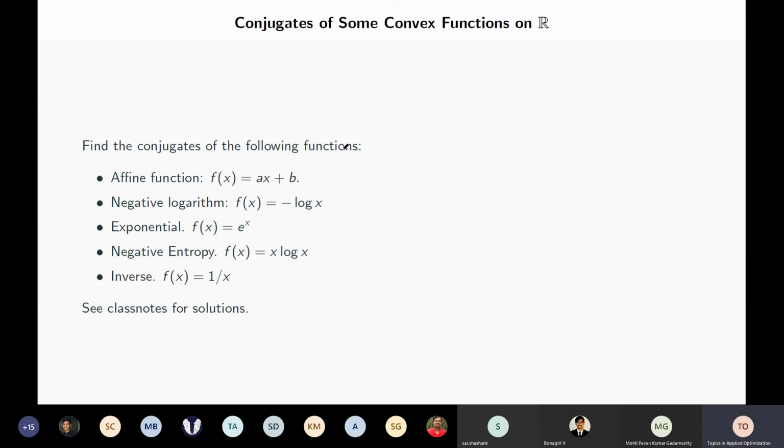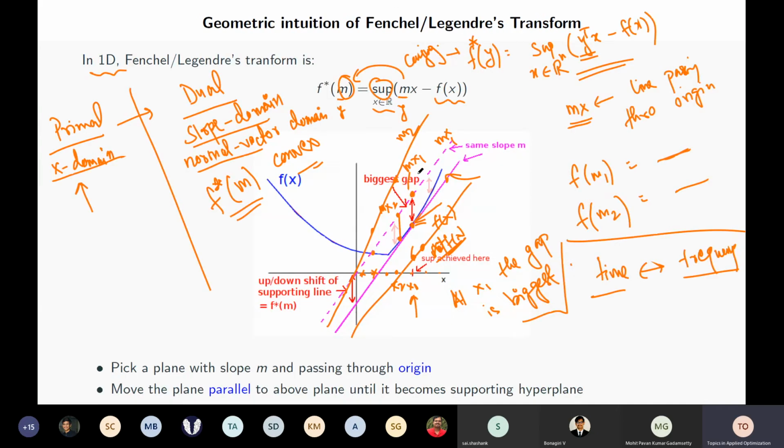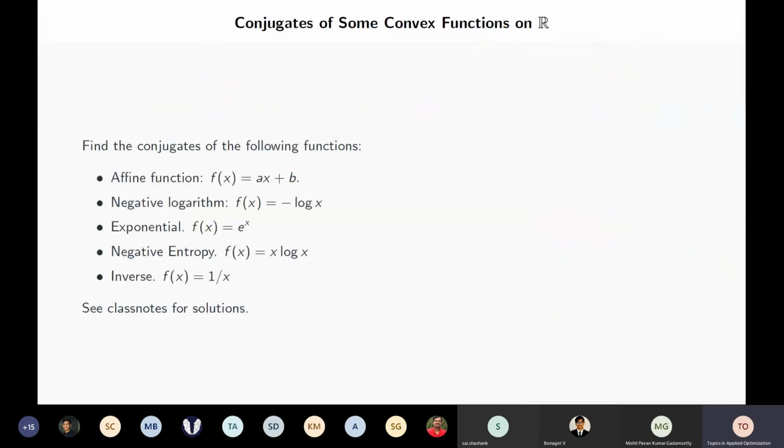Find the conjugate of the following functions. Now we talked about how we can compute the conjugates, and then it's about finding the maximum, the supremum, and so on. This looks tedious at first instance, because I have to vary and then find the maximum gap. It may look a bit tedious, but let us see whether we can find conjugates of some well-known functions.